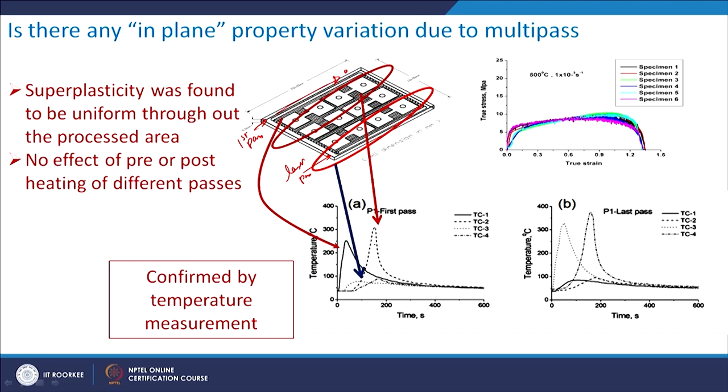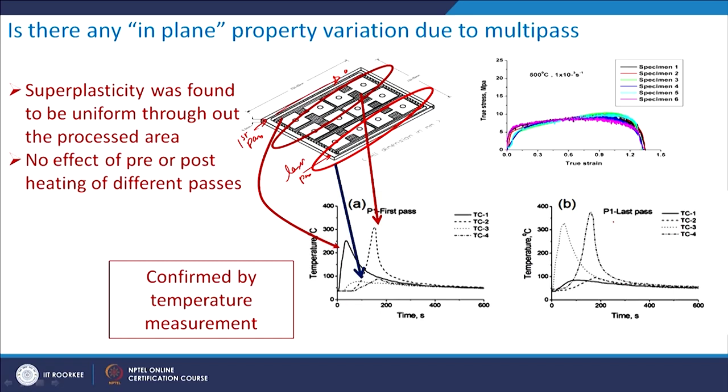What is the effect of this when the processing is being done here? What is the effect of that in the already processed material? That is shown with these two curves here. That says that the temperature rise in the other part of the material is not very high. It is even lower than 100 degrees Celsius. So the effect of the first pass on the other part of the material is very small.